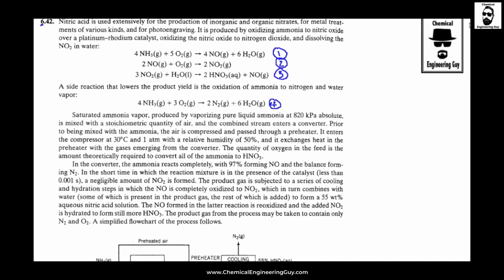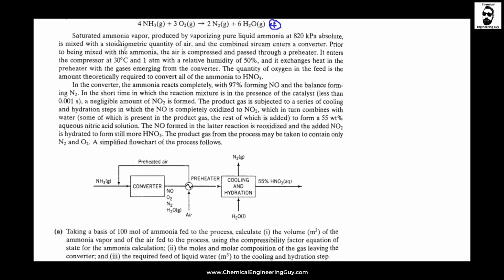So the process goes as here. Saturated ammonia vapor produced by vaporizing pure liquid ammonia, so it's pure liquid ammonia, at 820 kilopascals absolute, is mixed with a stoichiometric quantity of air. So this is the stoichiometric amount of air, so you have all the oxygen you need. And the combined stream enters a converter, which is here.